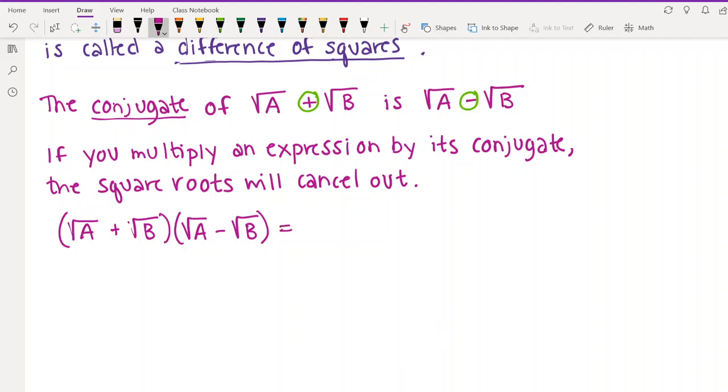And so because the middle terms are going to cancel out, we're going to be left with square root of A times square root of A, or square root of A squared, minus square root of B squared. And if you take a square root and square it, it just becomes the stuff that was inside the square root. So you get A minus B.